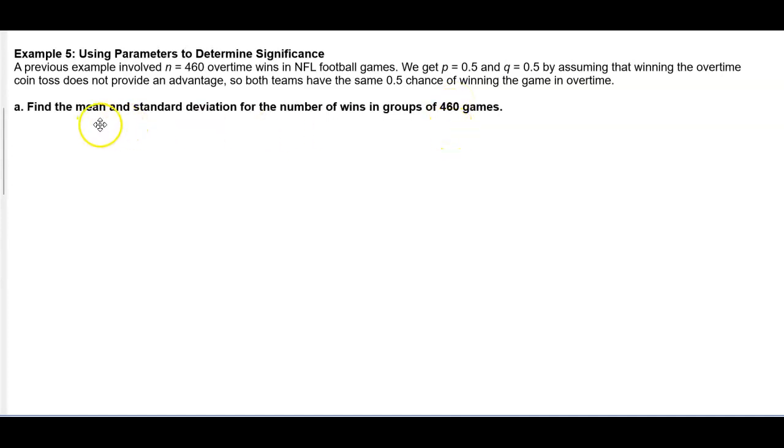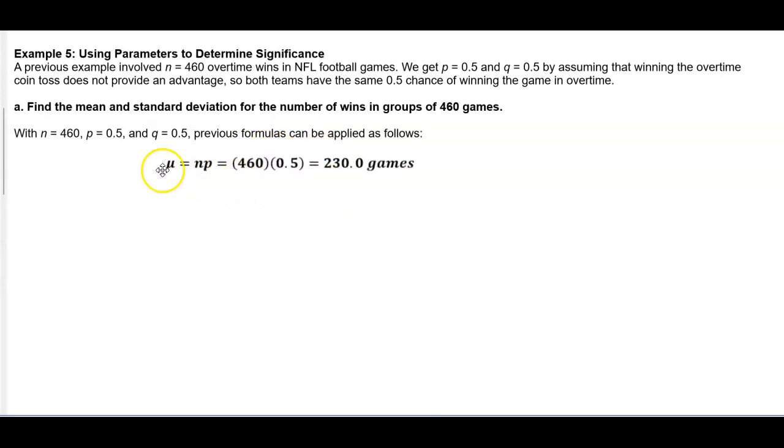First thing we want to do is find the mean and the standard deviation for the number of wins in groups of 460 games. We know that n is 460, p is equal to 0.5, and q is equal to 0.5, and we're going to use the following formulas. To find the mean, it's equal to n times p. We know that n is 460 and p is 0.5, so 460 times 0.5 gives us 230.0 games.